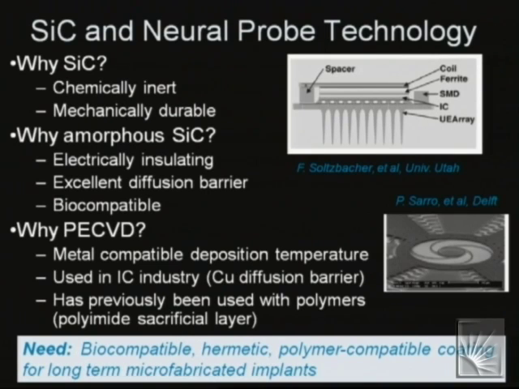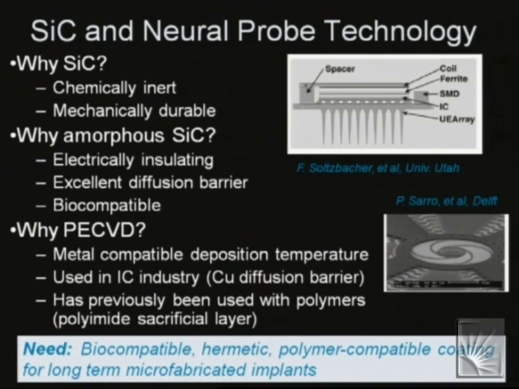Now, for these applications, why silicon carbide? Clearly, it's not because of its high temperature capabilities. It's because it's chemically inert. We find that to be very attractive. Not only chemically inert for fluids in the body, but chemically inert with respect to chemicals we may have to use during processing of the device. We also like that it's mechanically durable.